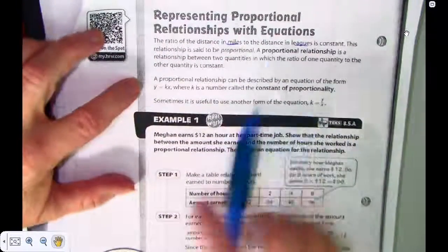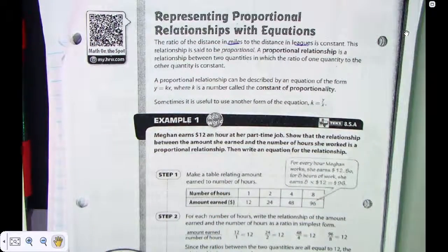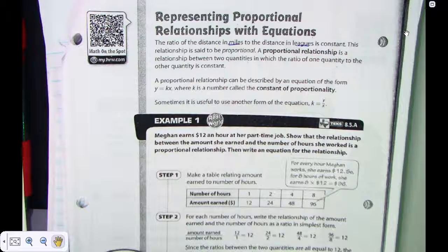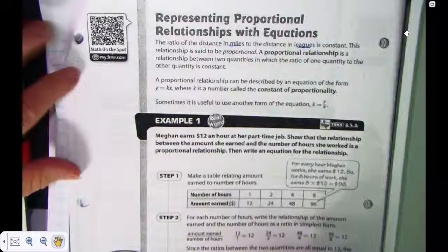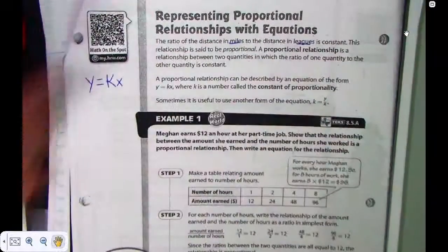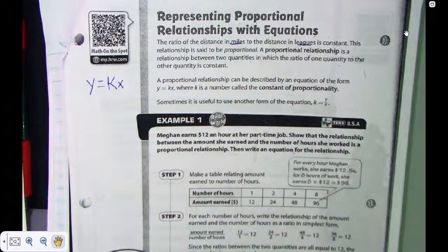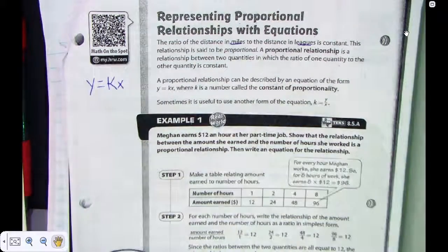So what we're going to do, when you are comparing 2 quantities, 2 numbers, that is called a ratio. Okay? When you're comparing 2 numbers. We compared the miles to the leagues a while ago. And we got 3. And that's called the constant of proportionality. That's what that's called. So, everybody come over here and write this. When you can write this as an equation, y equals kx, then you know it's proportional.